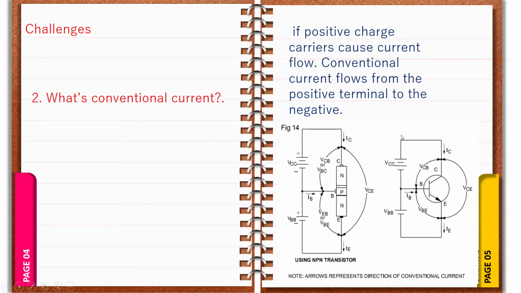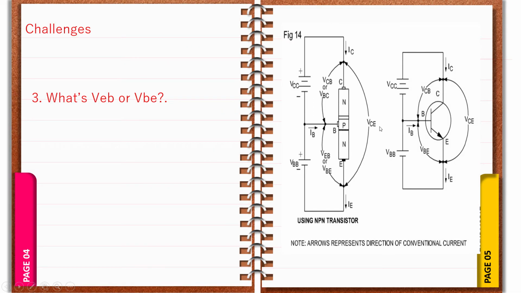So next, what is VEB or VBE? Friends, VEB means the voltage across the base and emitter terminal. This voltage we say emitter base voltage or base emitter voltage. This is clear. What is VEB? The voltage across the base and emitter terminal we say VBE. This is clear.